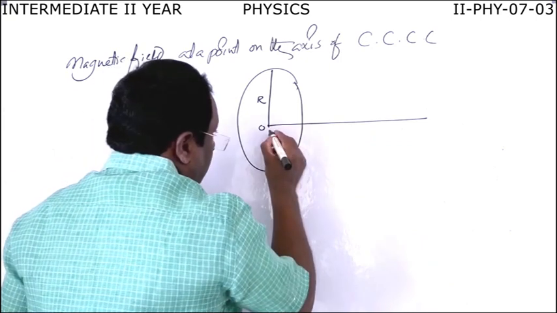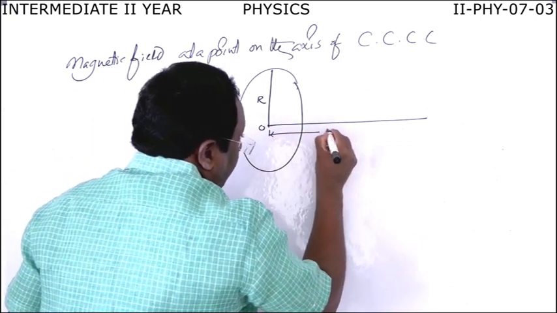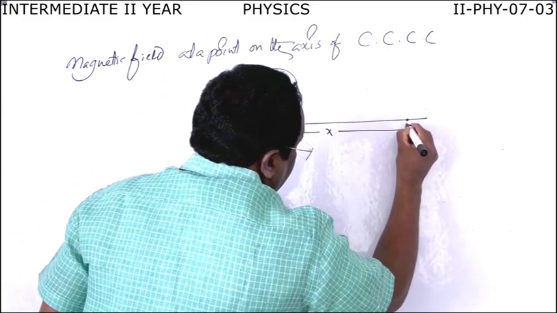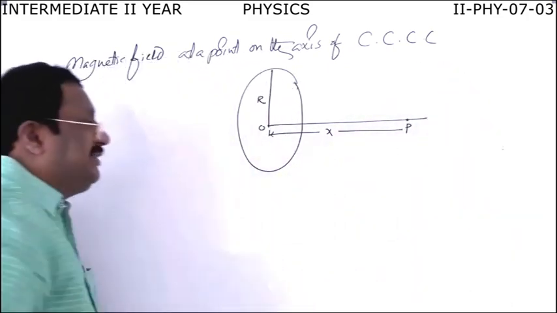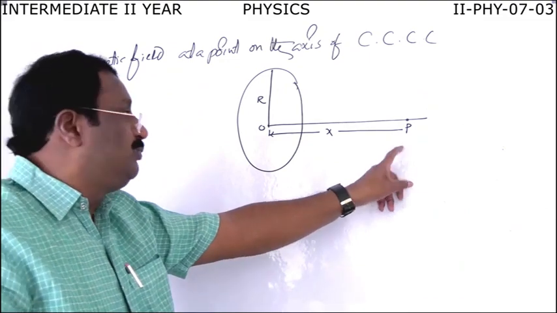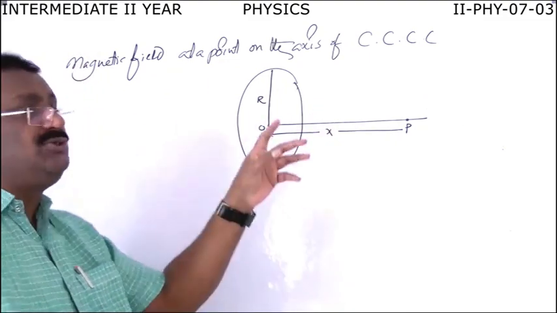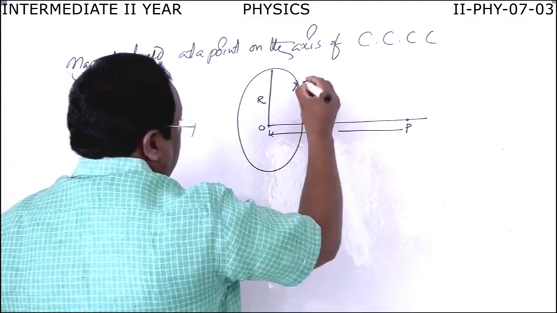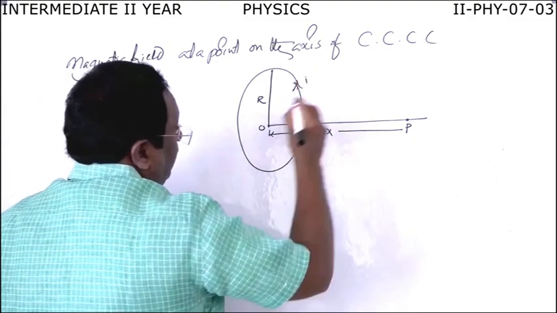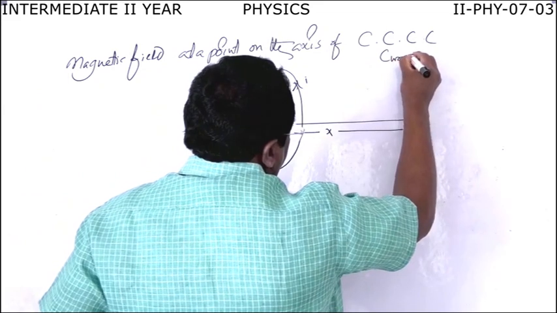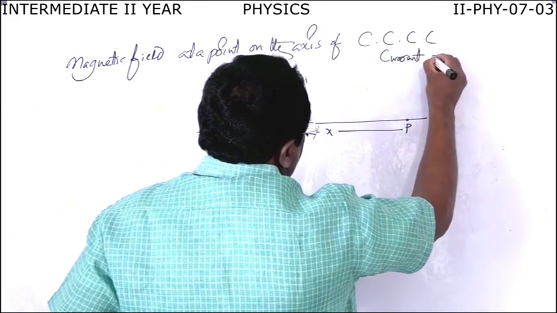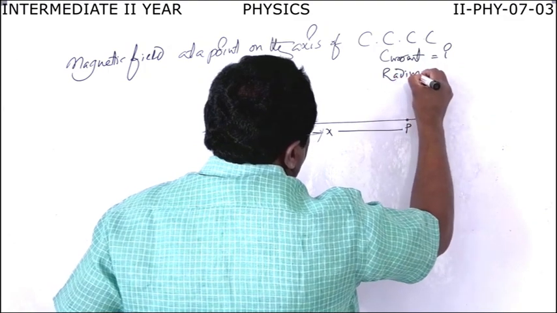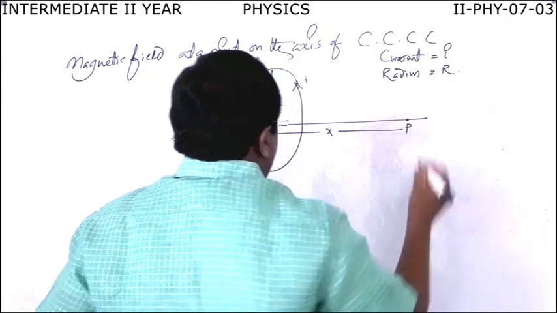We take one point at a distance x from the center of the coil. So we find the magnetic field at this point when current is passing through this coil. The current in the coil is I, and the radius is capital R.